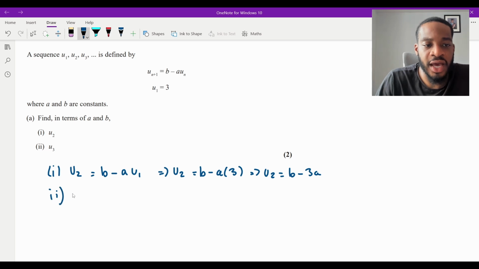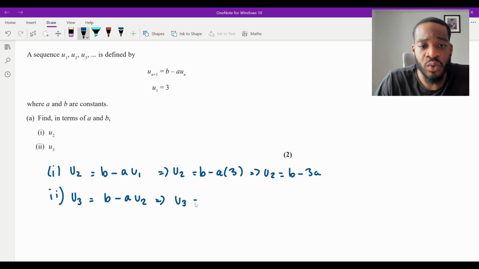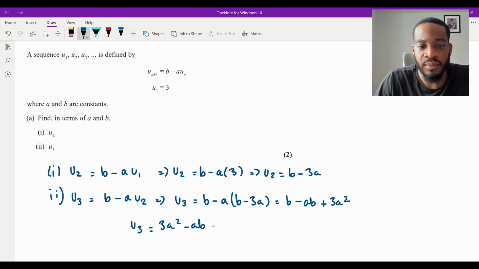Now for u3, again the definition, u3 is going to equal b minus a u2. Now we just figured out what u2 is. It's b minus 3a. So it's going to be u3 is going to equal b minus a and then u2, which is b minus 3a, like that. And then now I can just tidy that up. It's going to be b minus ab and then plus 3a squared, isn't it? And then we can just say, just to make it a bit nice, u3 is going to equal 3a squared minus ab plus b. To be fair, any order's fine, but yeah, I'm going to write like that. So that's u3. So that's part A.